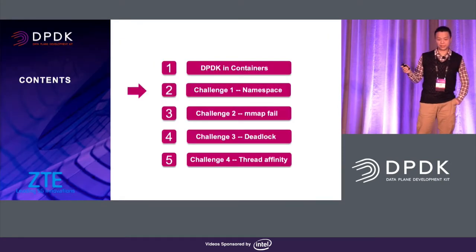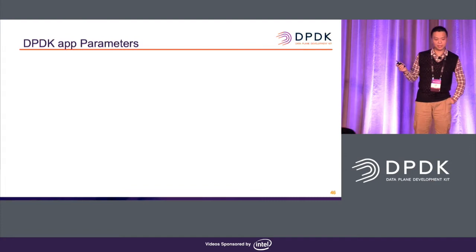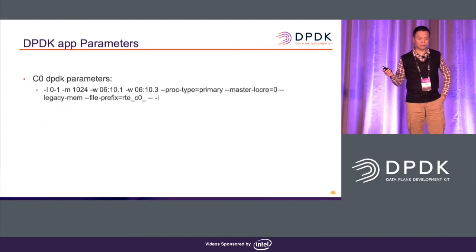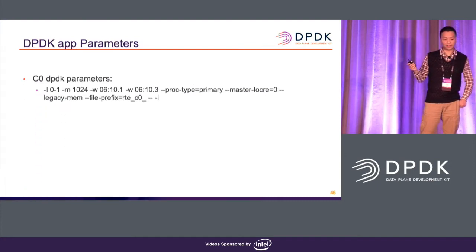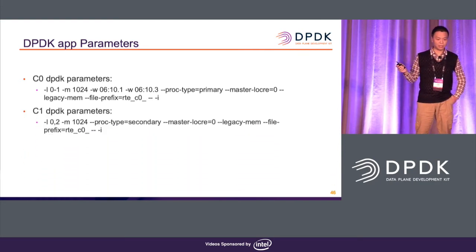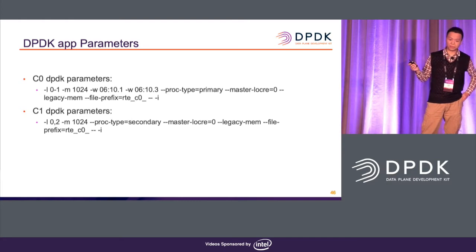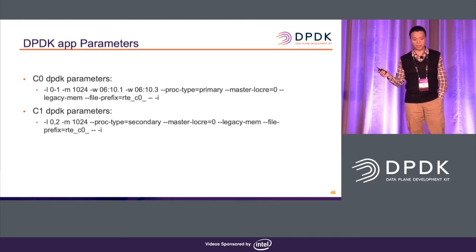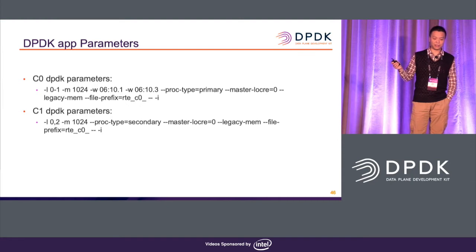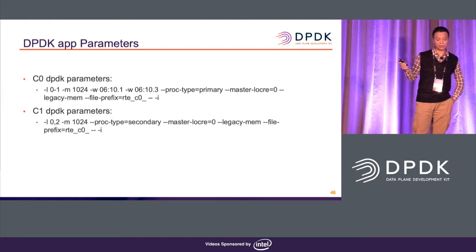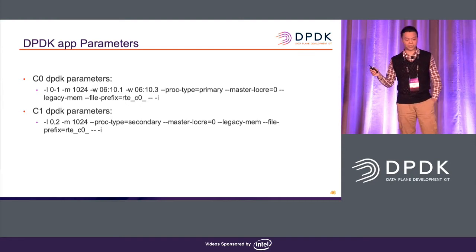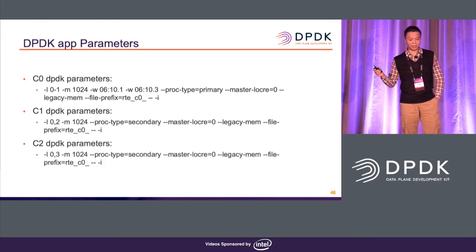Let's see the first challenge. It's namespace. These are some of the containers' DPDK parameters. For C0, we used proc-type primary, and we used the file prefix rte_c0, and all the containers will use the same file prefix. And C1 and C2, they are the secondary.